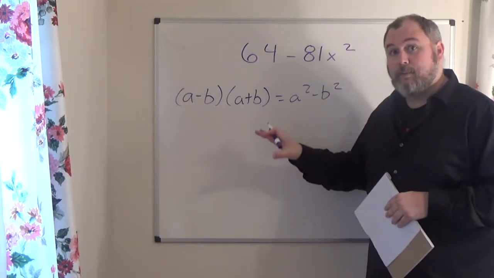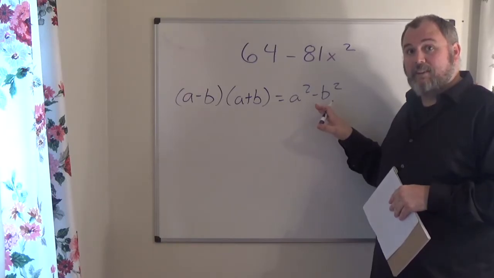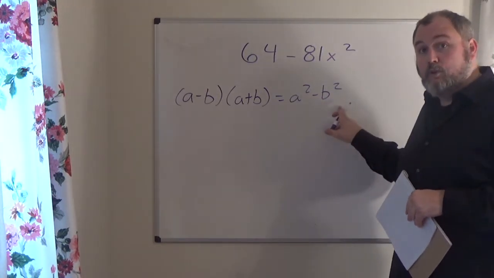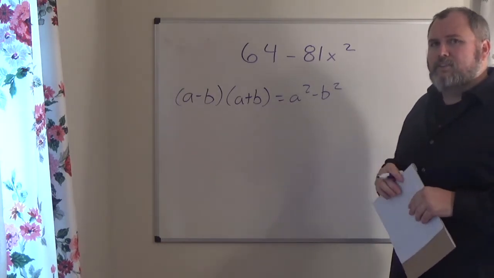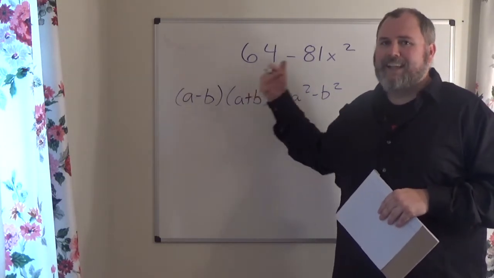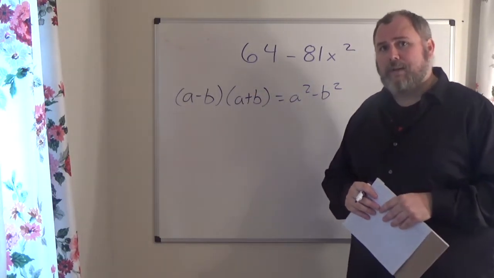Remember this one right here, this special product, a minus b times a plus b equals a squared minus b squared. This is the only special product that I have shown you that has two terms in it that fit this. So, does this term and this term relate to one another? That's what you need to be asking yourself. So, what do you notice about this?